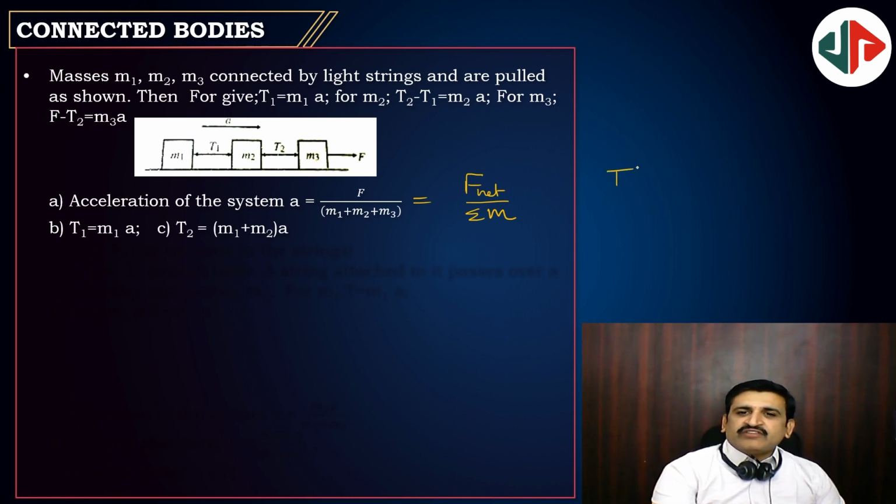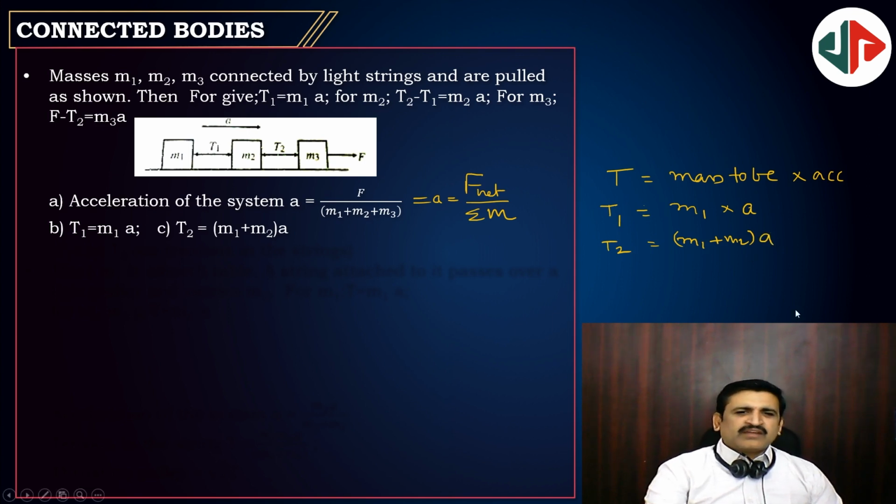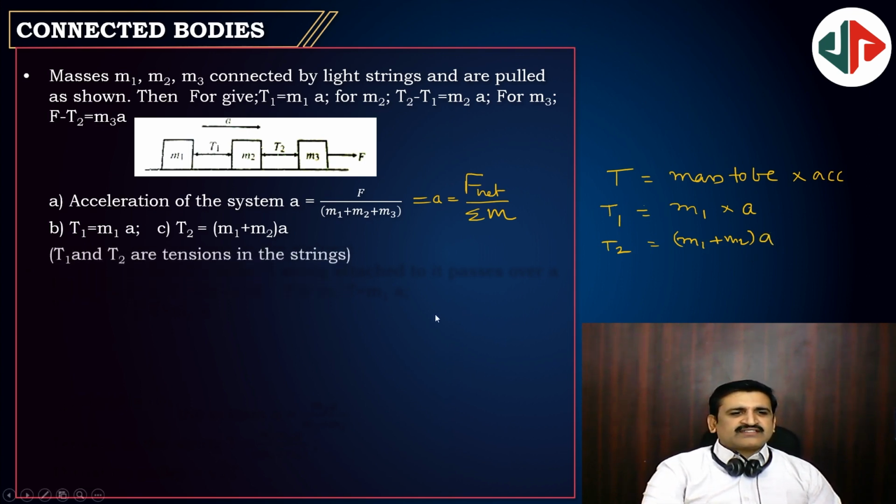Tensions, I would like to give you a shortcut. What is that? Tension is equal to the mass to be pulled into acceleration. This is my shortcut you can use. So for T1, the mass to be pulled is m1 into acceleration a, and for T2, the mass to be pulled is m1 plus m2 into acceleration a, like that. The remaining things are easy, nothing else.